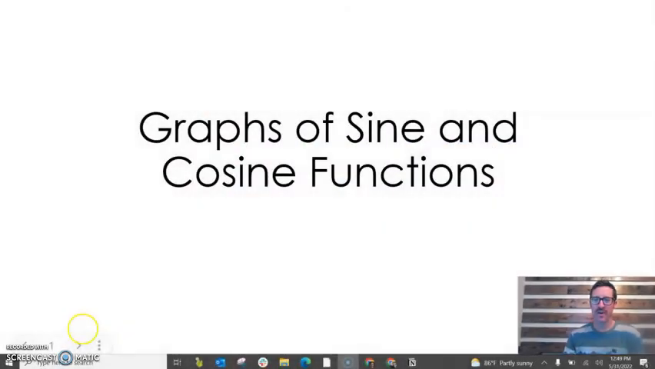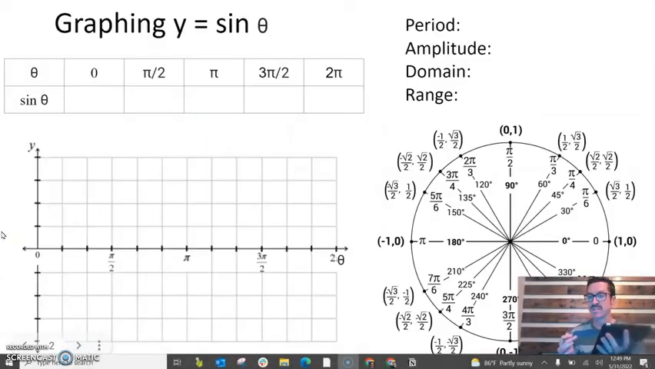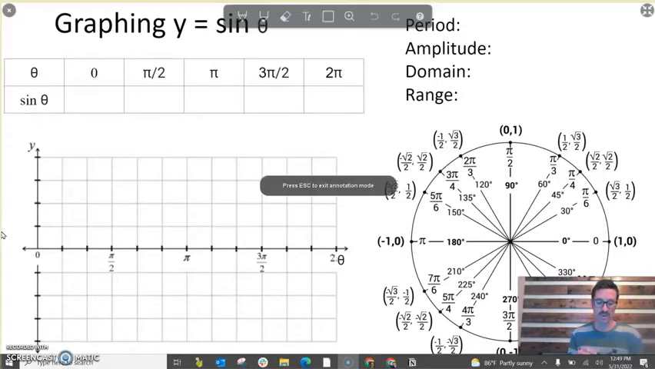Hey folks, we're going to look at the graphs of the sine and cosine functions and see where they come from. Now we're not going to do all the transformations, we're just going to graph the basic sine of theta. And so what we need to do first is remind ourselves what sine is.